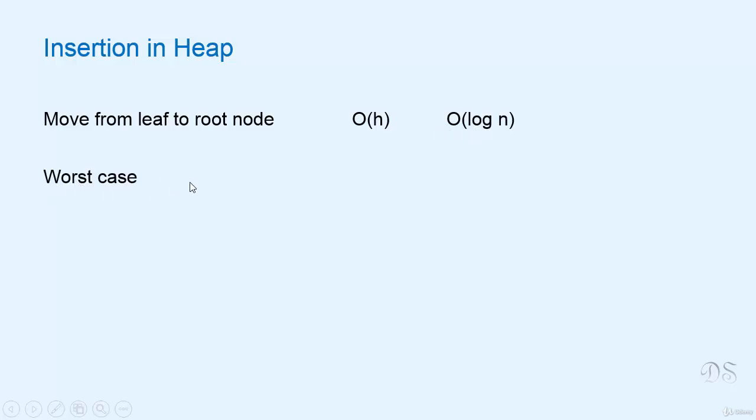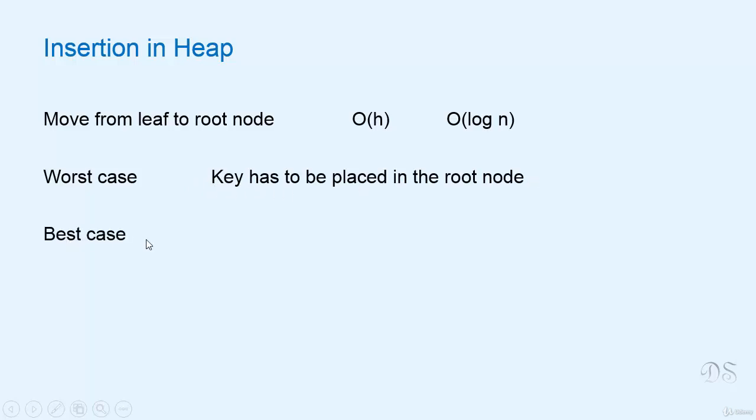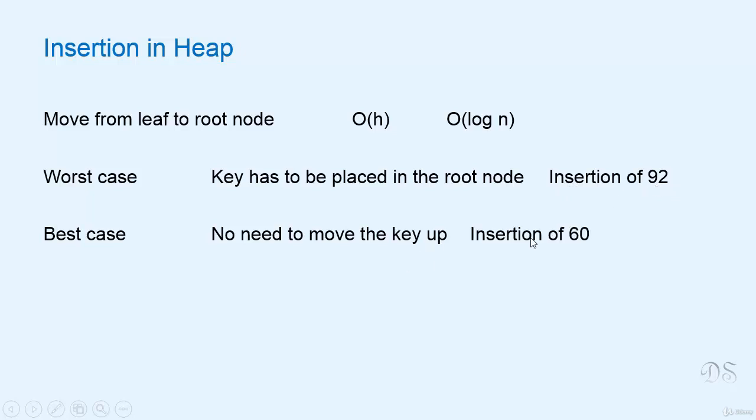Now the worst case occurs when the key to be inserted is the largest and it has to be placed in the root node. And the best case is when there is no need to move the key up. In our examples, this was the case when we inserted key 92 and this was the case when we inserted key 60. Now let us see the program for heap tree.